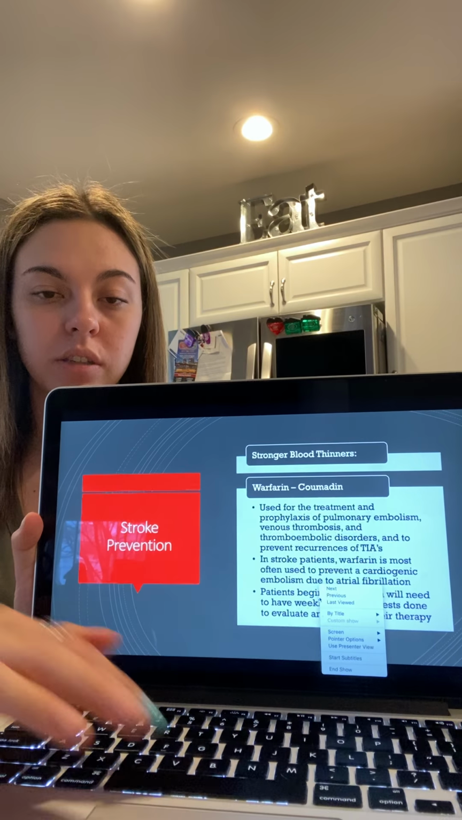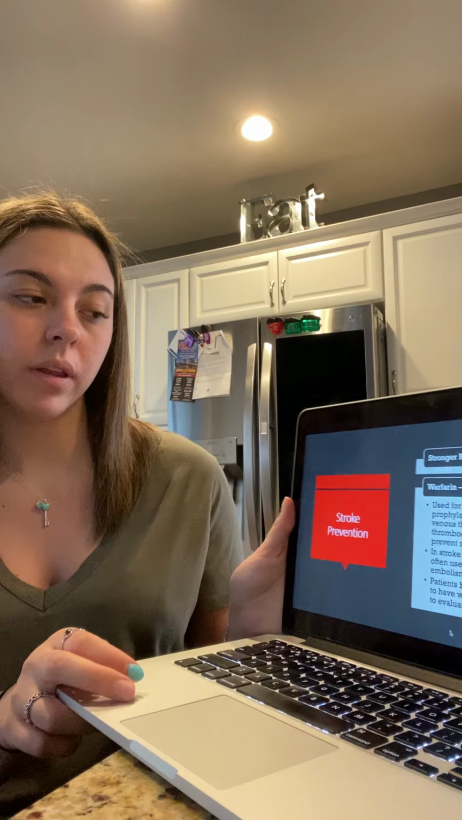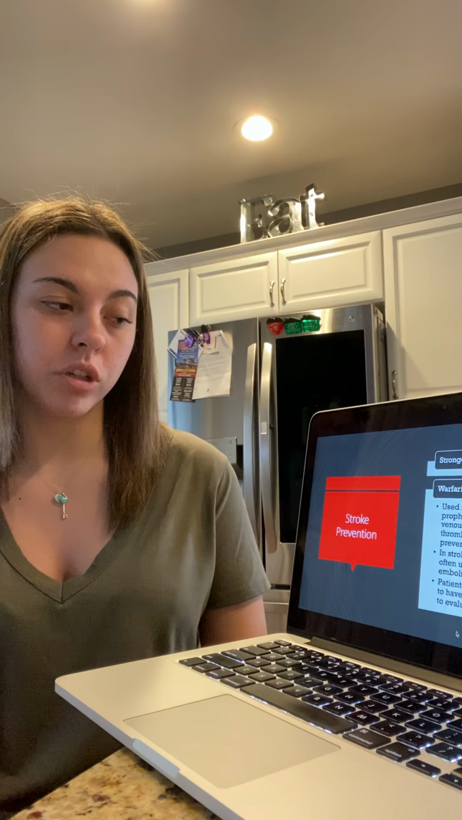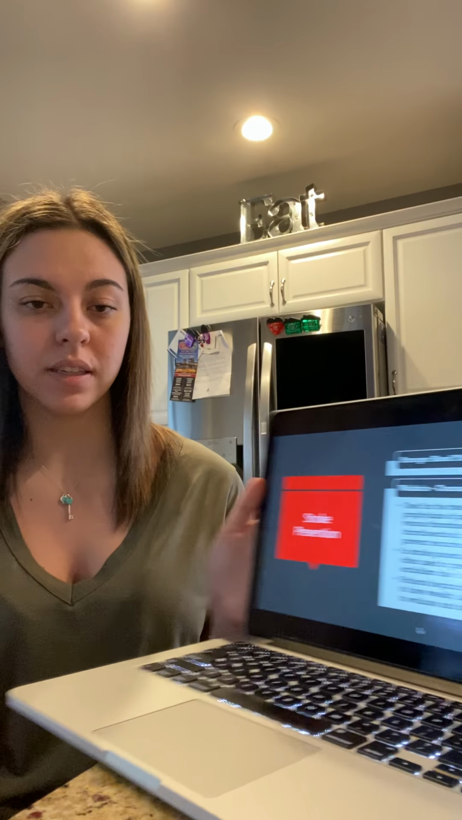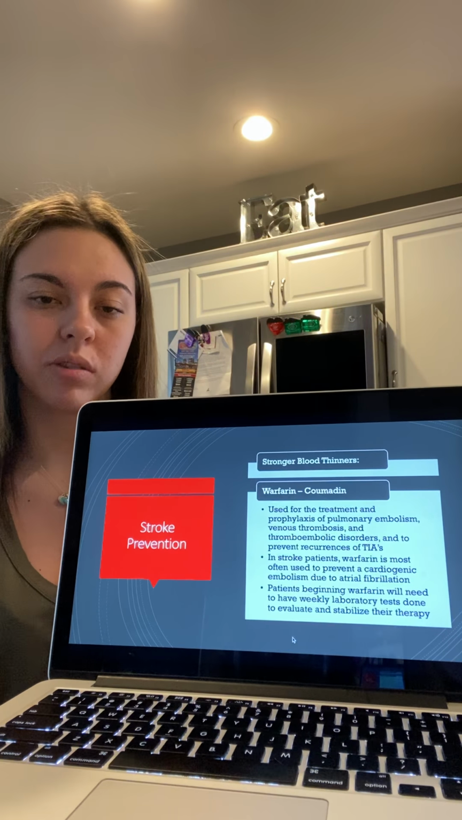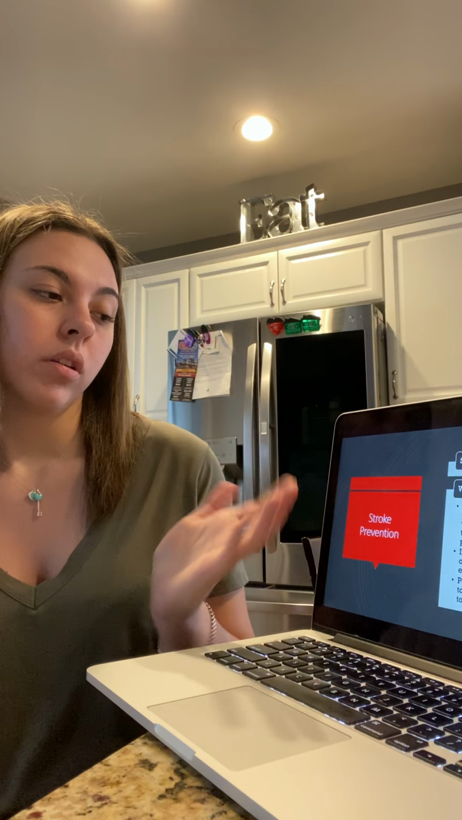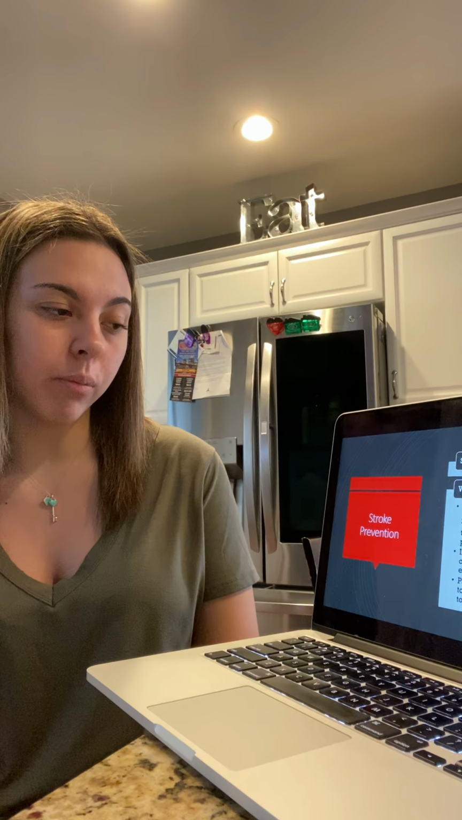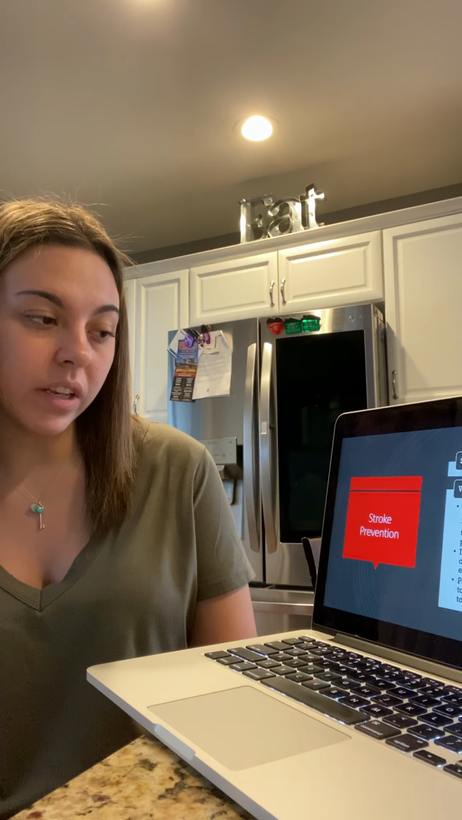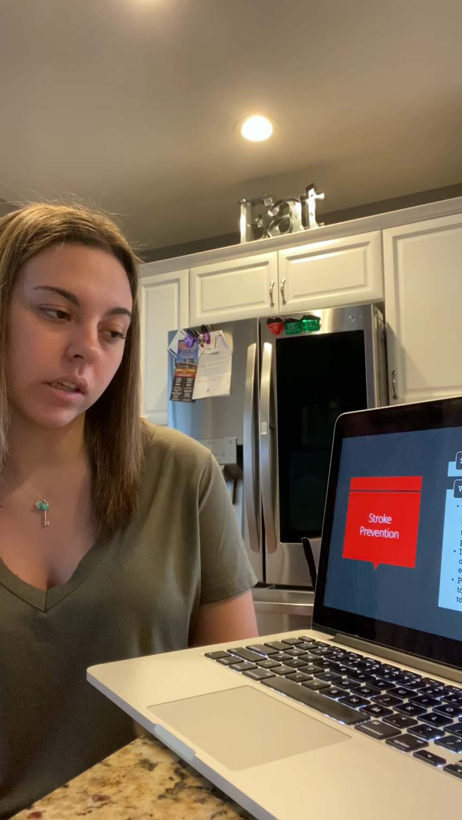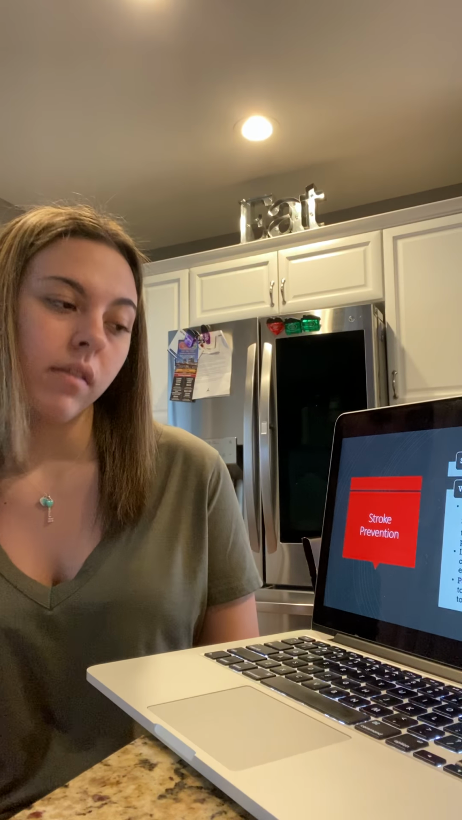Continued stroke prevention. So these are stronger blood thinners, which is warfarin or Coumadin. And again, we learn a lot about this in school. This is what my grandma was on also. So this is used for the treatment and prophylaxis of a pulmonary embolism, a venous thrombus, and thromboembolic disorders, and to prevent a recurrence of a TIA.